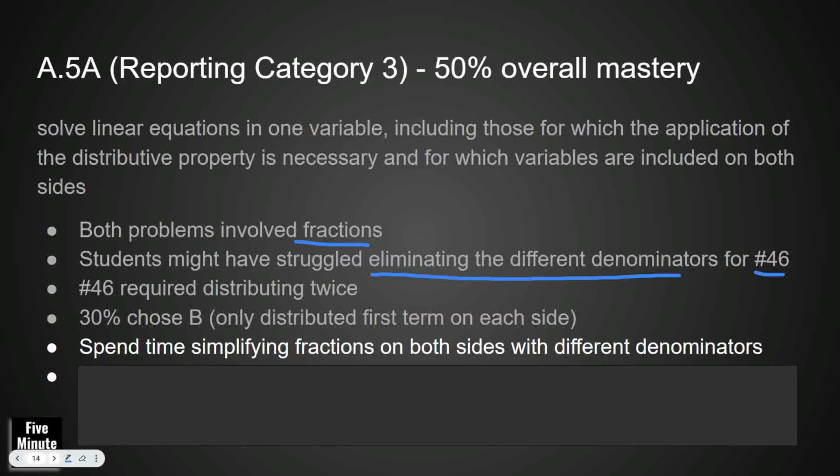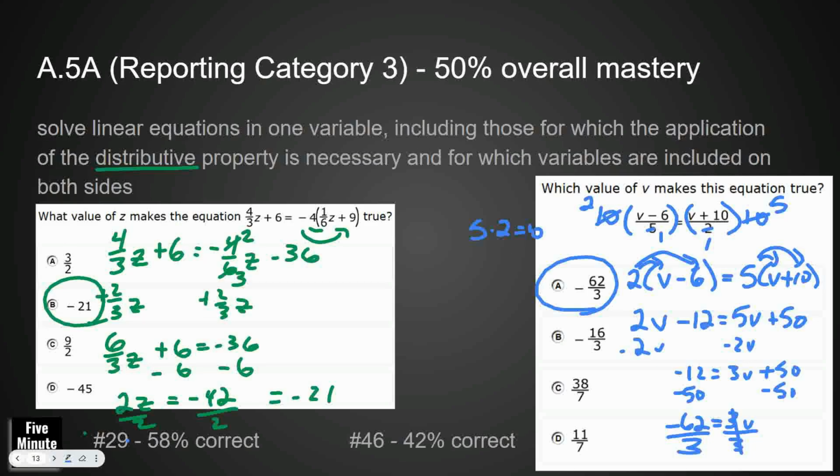Not in Algebra 1. It becomes a little bit more when we're dealing with rational or radical equations in Algebra 2. We do that a lot more, but not so much in Algebra 1. And then once we got rid of those denominators, number 46, we have to distribute twice. So that just makes it more challenging. So 30% on number 46 chose B. Let's look at that.